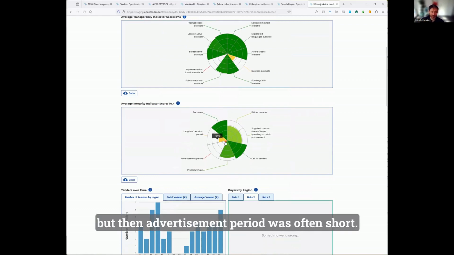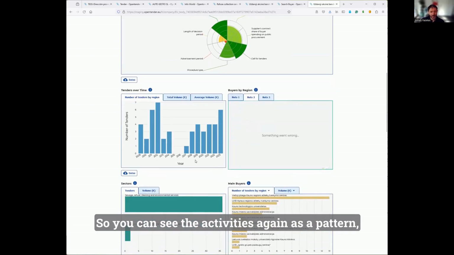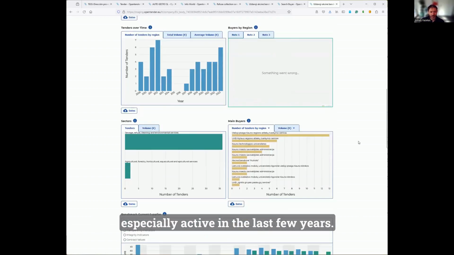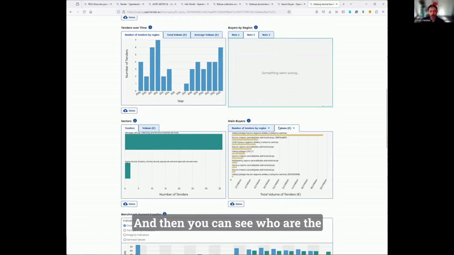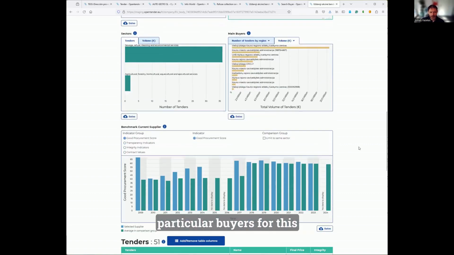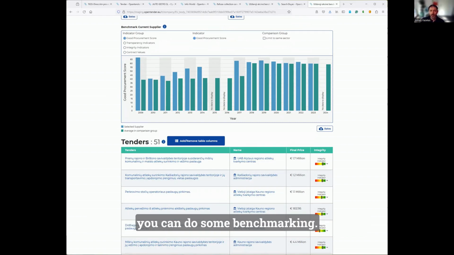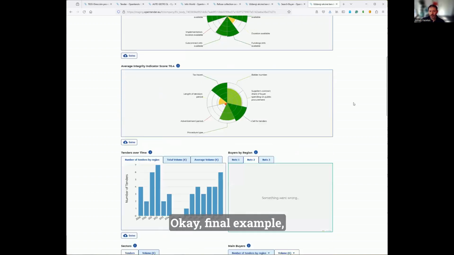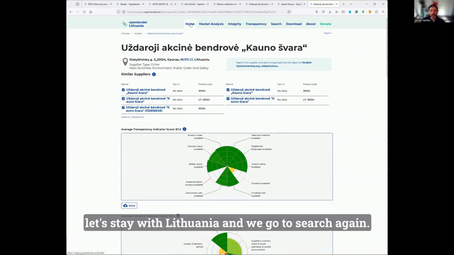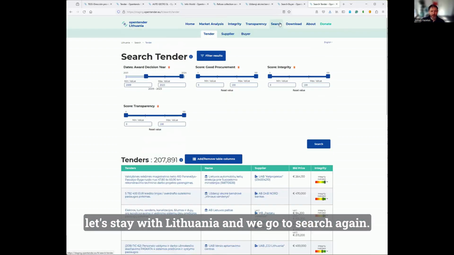But then the advertisement period was often short, and the procedure type was not always open. So you can see the activities, again, as a pattern, especially active in the last few years. And then you can see who are the particular buyers for this supplier. And again, as you know this by now, you can look at the individual contracts, you can do some benchmarking. Okay. Final example. Let's stay with Lithuania, and we go to search again.